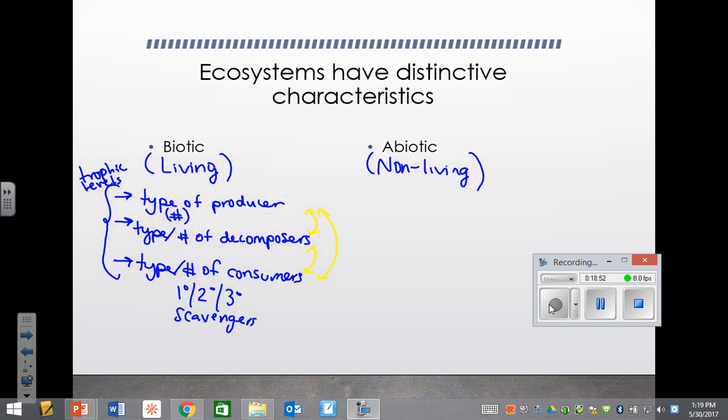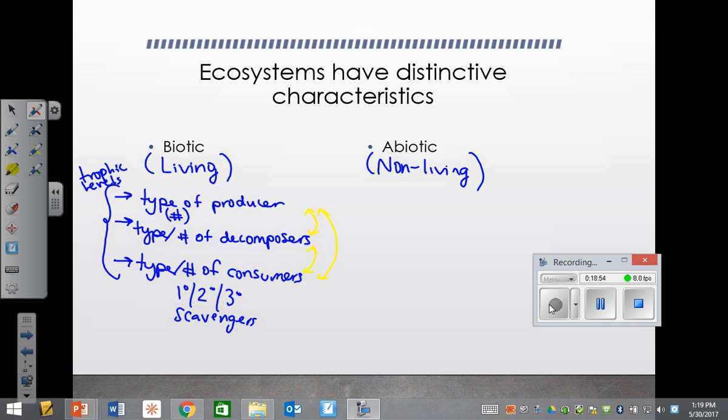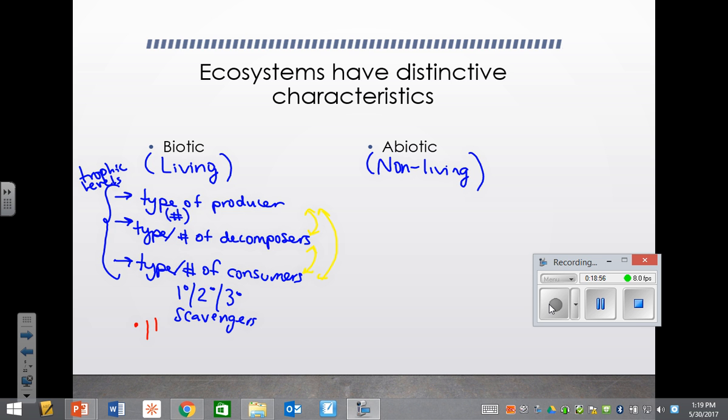I also want to make a note just in here, even though I know that you know that humans are living, I just want to remind you, we, us, humans, are often a biotic characteristic in a lot of ecosystems. We have a huge impact.